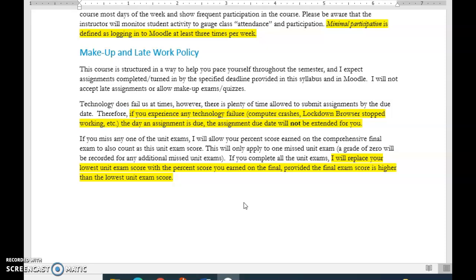If you've done all your unit exams and don't have any zeros, I'll just pick out the lowest one and replace it, as long as your final exam score is higher than the lowest unit exam score. I'm not going to make it hurt you. This is just there for a little bit of a buffer.